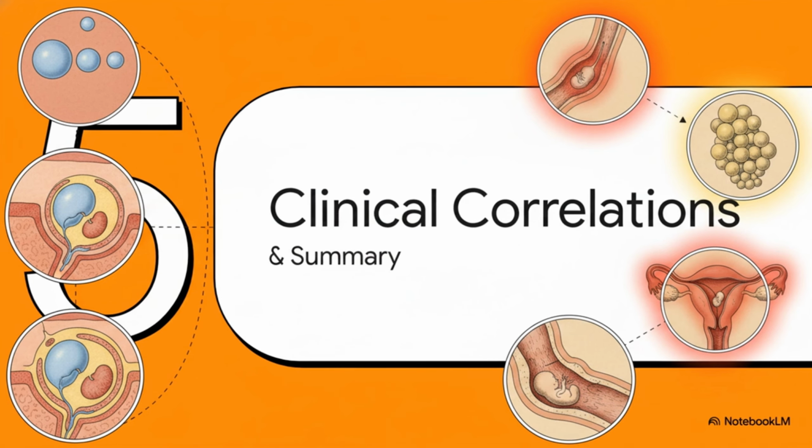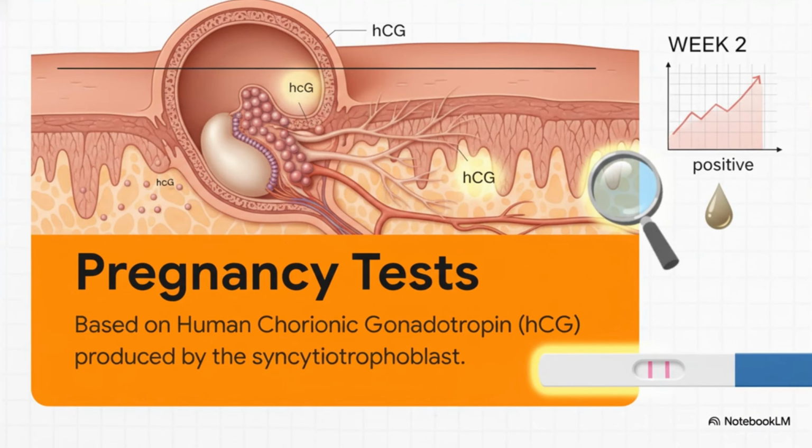Well, because this week is incredibly delicate. When things go wrong during these 7 days, the consequences can be profound. Let's look at some really important clinical examples. You remember that syncytiotrophoblast we talked about? The one that's so aggressive?